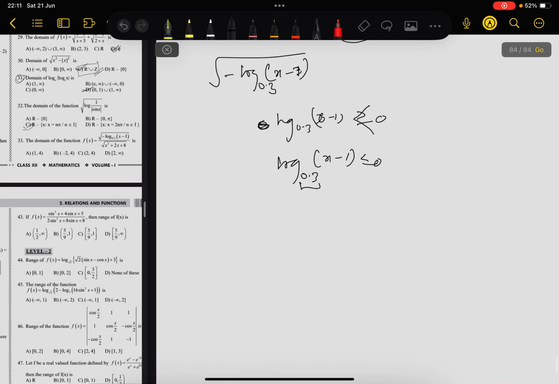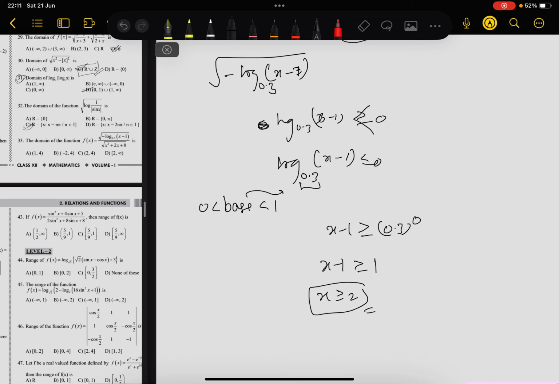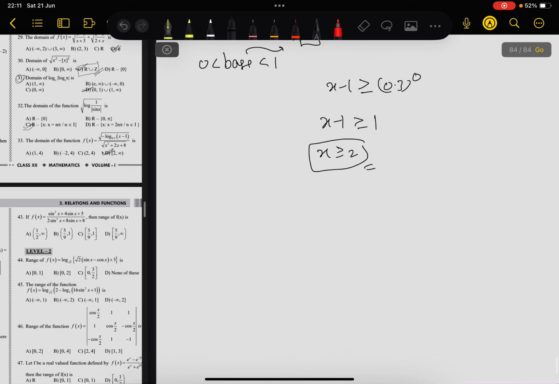Because the base is between 0 and 1, the inequality will get changed. So x minus 1 is greater than or equal to 0.3 raised to 0. So x minus 1 is greater than or equal to 1, this is 1. So here x is greater than or equal to 2. So for x greater than or equal to 2 only, this log will be defined. So here our domain is 2 to infinity. Yes, D option is correct, 2 to infinity.